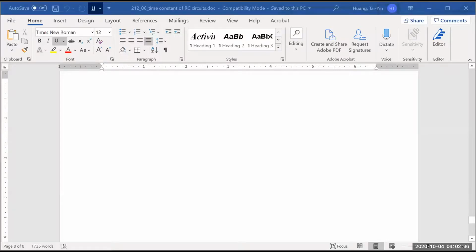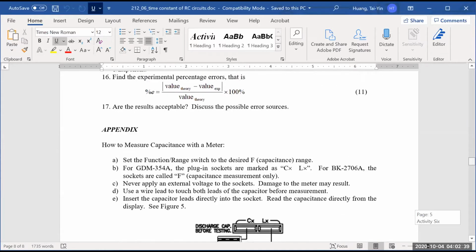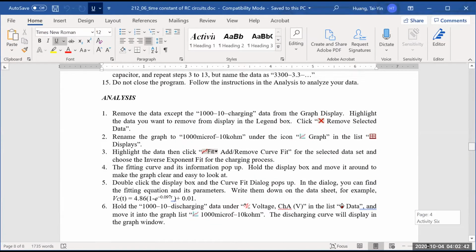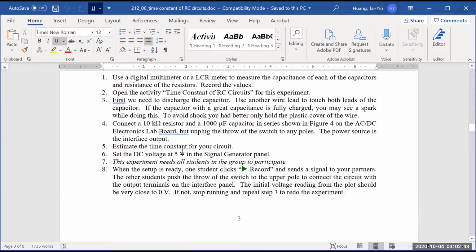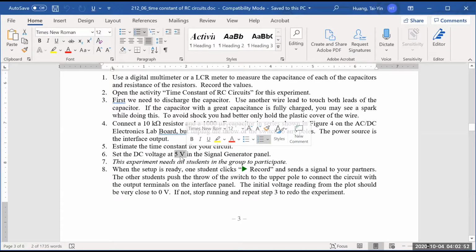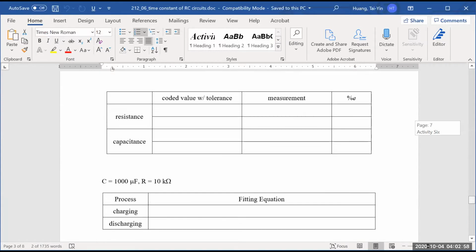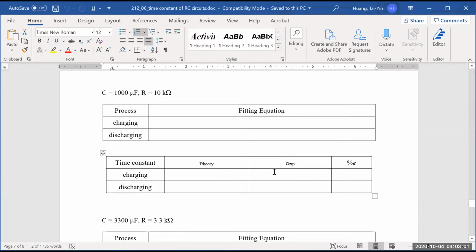All right. Let me see the Vs value. The Vs value is 5, okay? The Vs value is 5, and the VC is given, and the time is given. Based on that, you'll be able to deduce the experimental value of tau, and then compare it to your theoretical value to get a percent error.